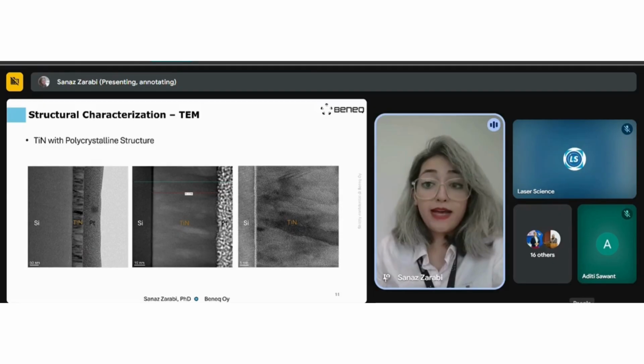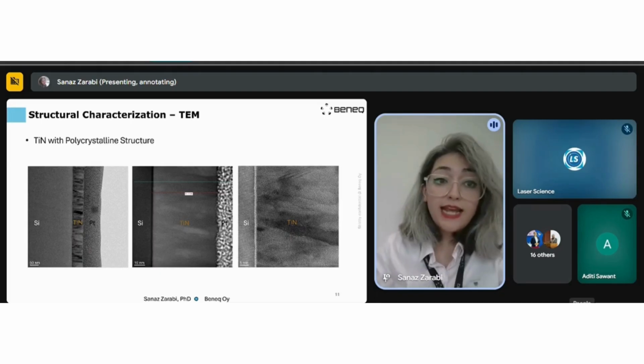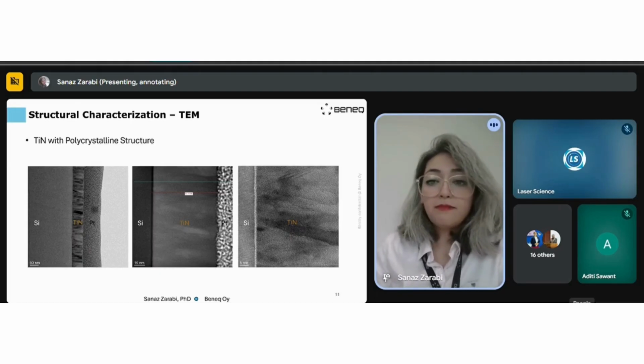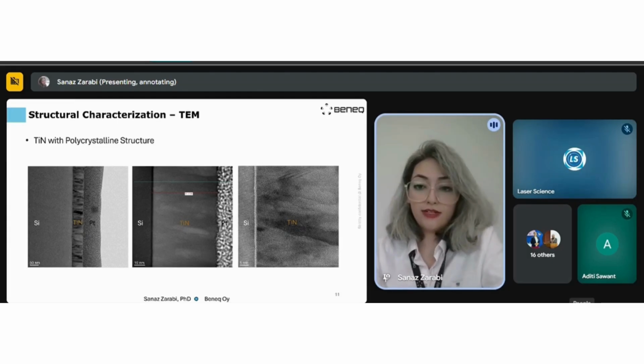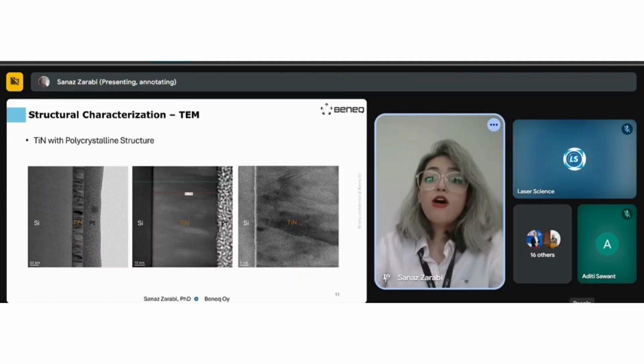Polycrystallinity can have a negative impact on superconducting properties, as grain boundaries may act as scattering centers for electrons, potentially affecting resistivity and superconducting transition temperature. Understanding these microstructural characteristics is essential for optimizing the film's performance in superconducting applications.